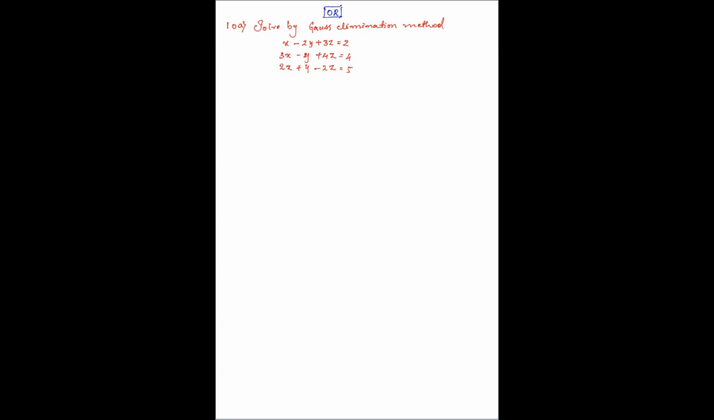It is a very simple problem. If I start with the solution, first write down the augmented matrix. I have explained the concept of system of equations using the Gauss-Jordan method. Similarly, consider an augmented matrix here, A is to B. A is the coefficient matrix: 1, minus 2, 3 is to 2; 3, minus 1, 4 is to 4; 2, 1, minus 2 is to 5.